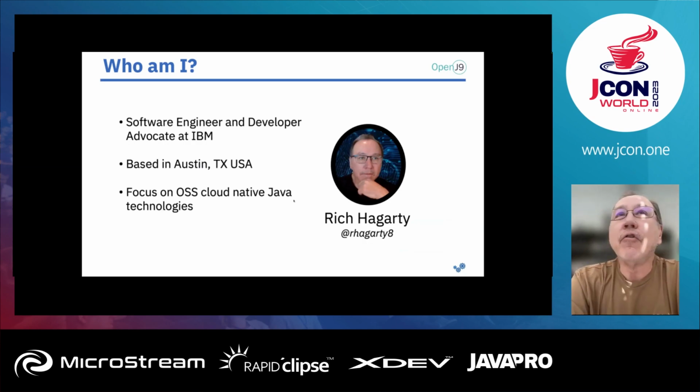So I'd like to introduce myself. My name is Rich Hagarty. I work at IBM. Spent most of my career as a software engineer. The last couple of years as a developer advocate here at IBM. I'm based in Austin, Texas. In my role as a developer advocate, I get to talk about open source software, specifically around cloud native Java technologies.